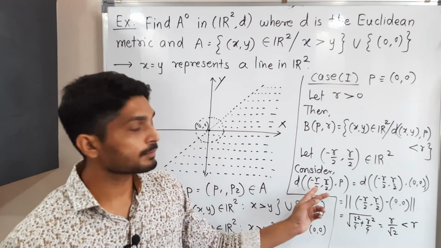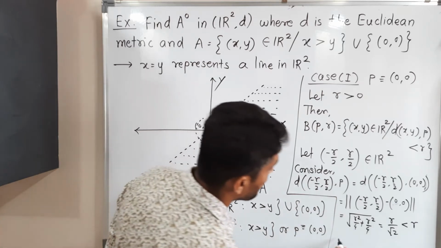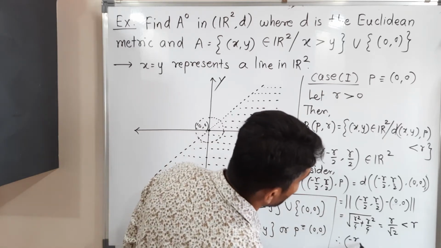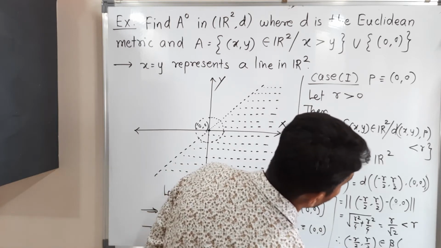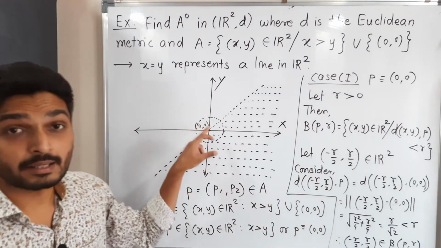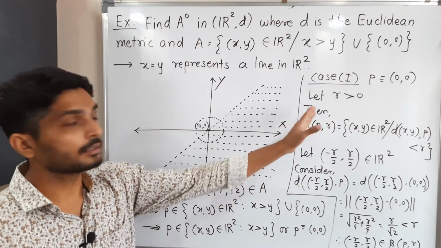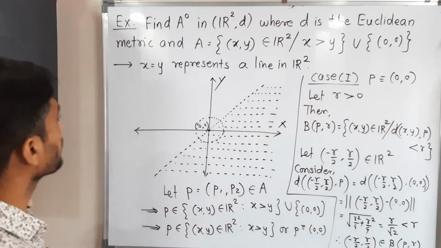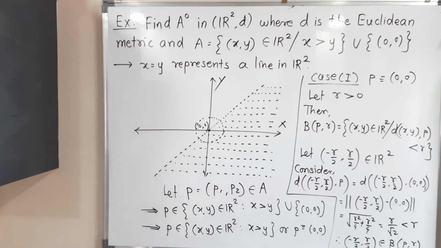That means the distance of this point from P is less than its radius. So therefore I can declare that (-r/2, r/2) belongs to the open ball with center P and radius r. That means this point lies inside the ball. Now I will show that this point lies outside this set. But we have little space, so make a screenshot of it, then we will write the next part of this example.